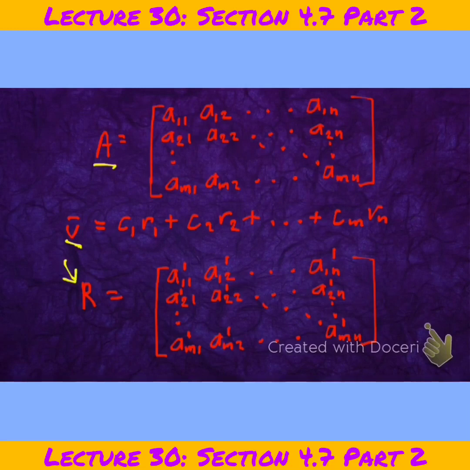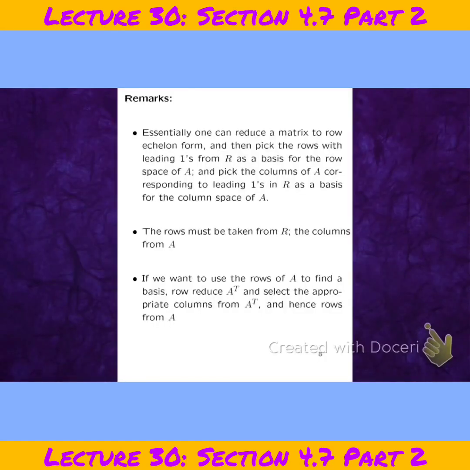And the only row vectors there are, well, the ones that matter are the ones with the leading ones, because all the other rows are going to be 0 rows. So therefore, the basis for my row space of A can be obtained by just reducing A to R and then taking the vectors with leading ones. All right, that leaves us with the following remarks.